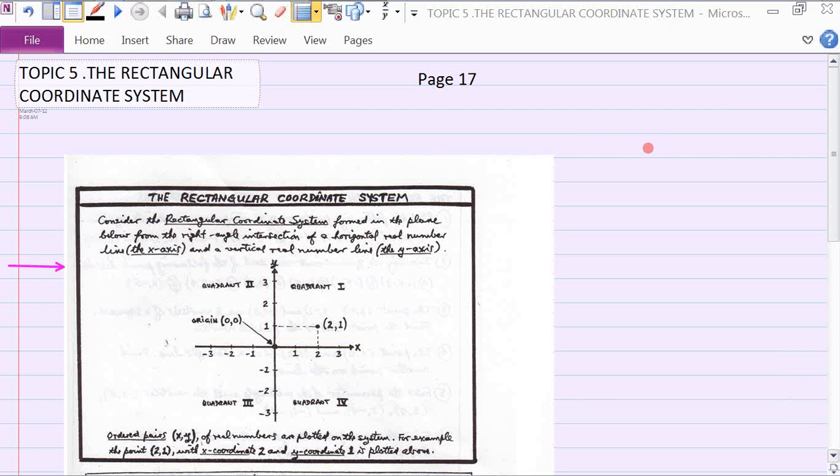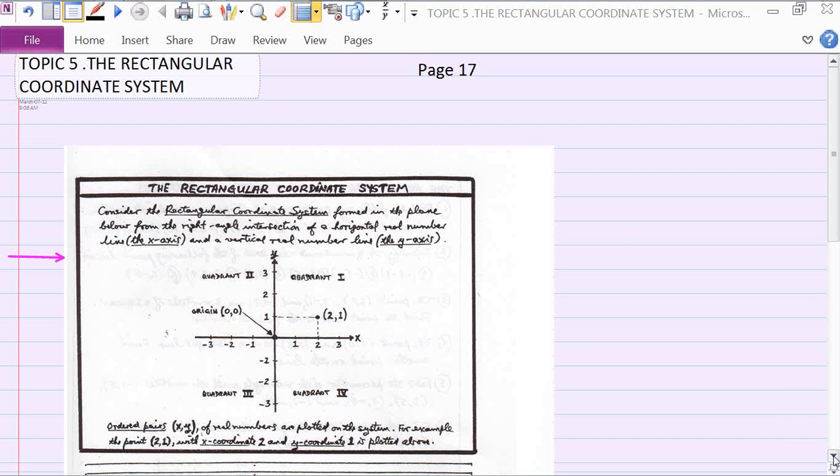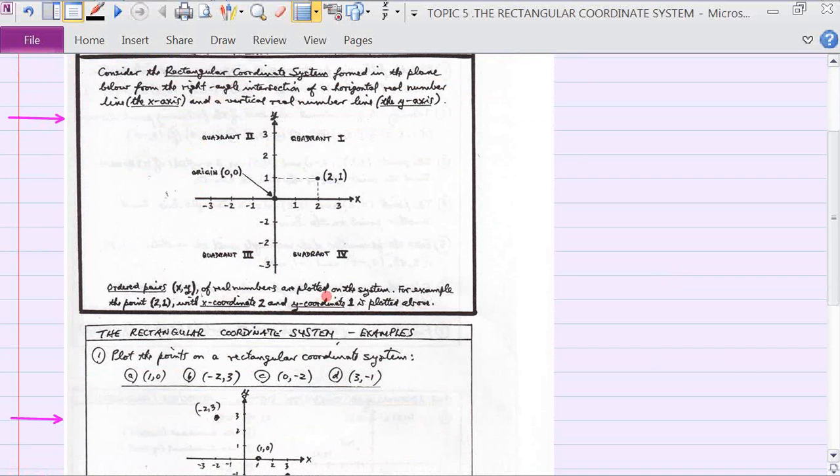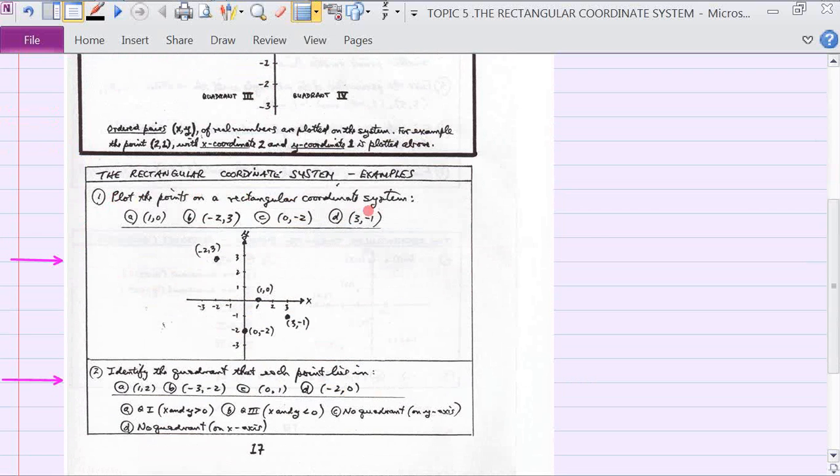So we're on topic 5, page 17, and we're going to look at the rectangular coordinate system. Here's the rectangular coordinate system, which I will discuss, and then we're going to do exercises. We're going to plot points on the rectangular coordinate system, and finally, we're going to identify quadrants where points lie.